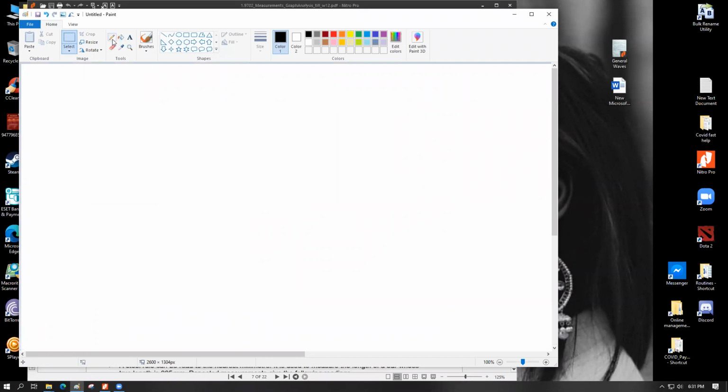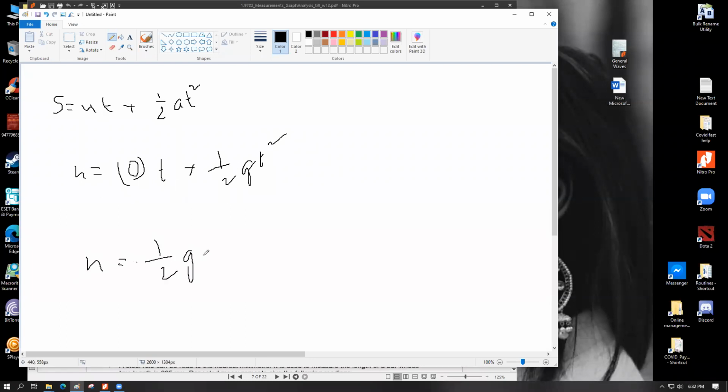If you consider the very default equation, s equals ut plus half at square. Remember this equation? The third equation of motion that I usually teach the kids. If you write this expression for the vertical case where the ball was dropped from rest, I can write h equals 0 into t plus half g t square. 0 into t is dropped, so ultimately what I have left is h equals half g t square. That's what I have left.